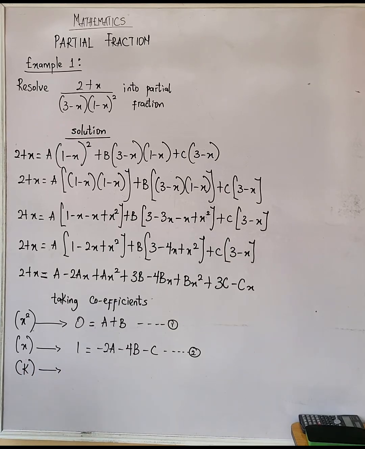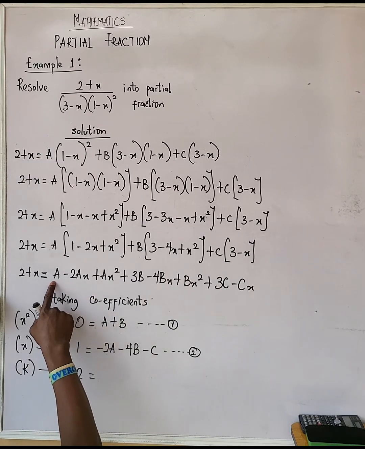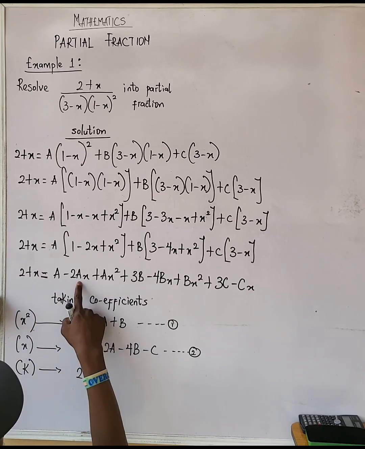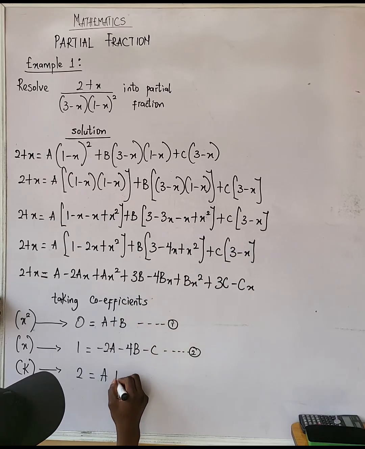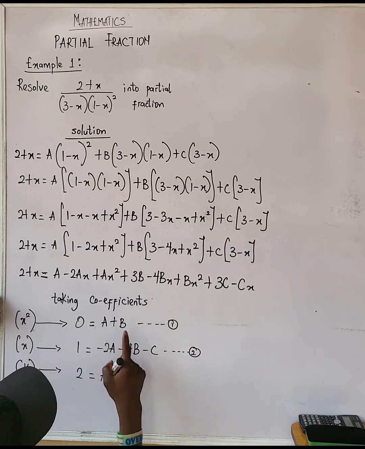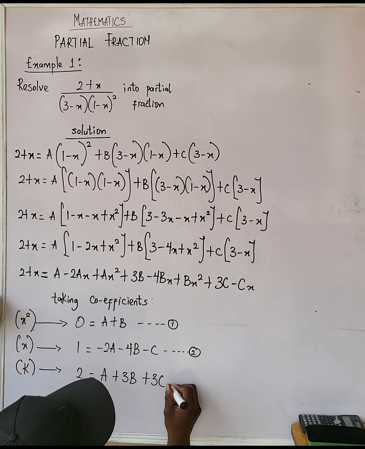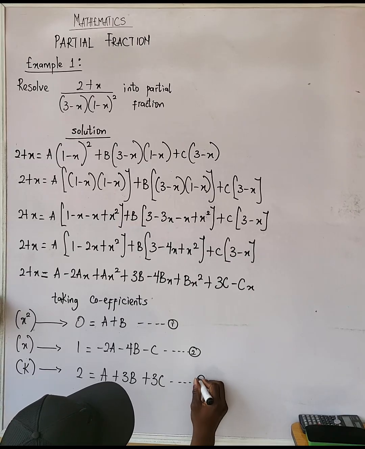Now, the last thing is the constant, right? When we say constant, constant means the one without x. What is the constant here on the left hand side? That's 2. You say 2 is equal to. On the right hand side, let's look for the one without x at all. This is a, right? The one without x. Let's go again. Plus 3b. Then let's go again. Then what? Plus 3c. Call this equation 3.